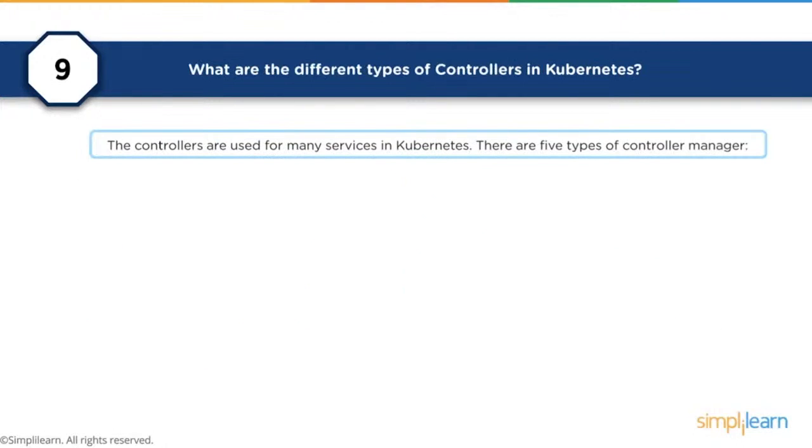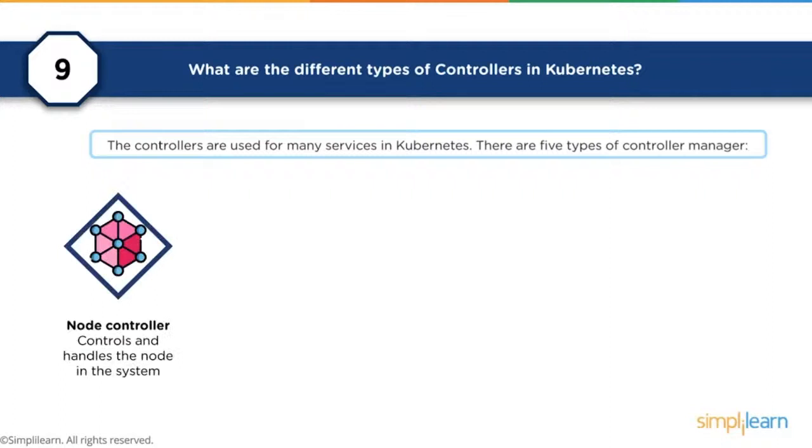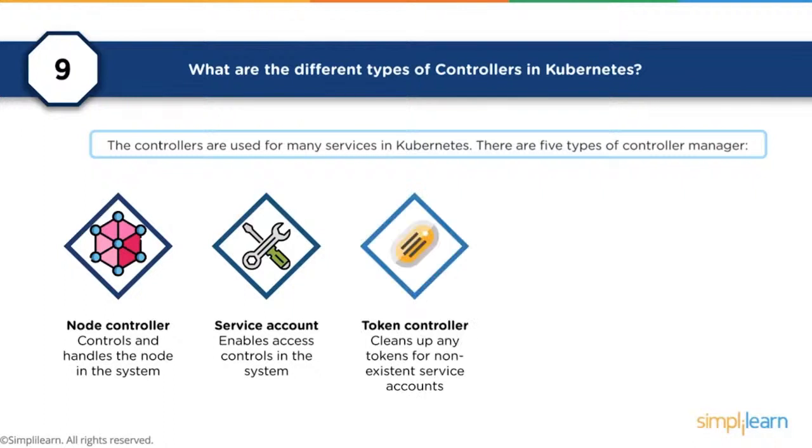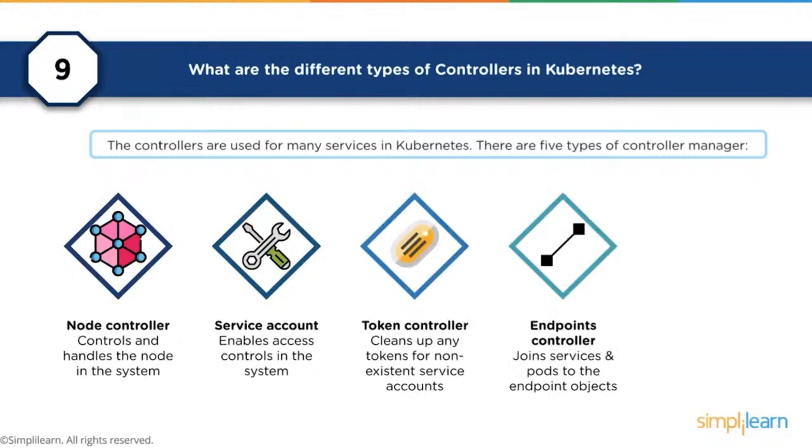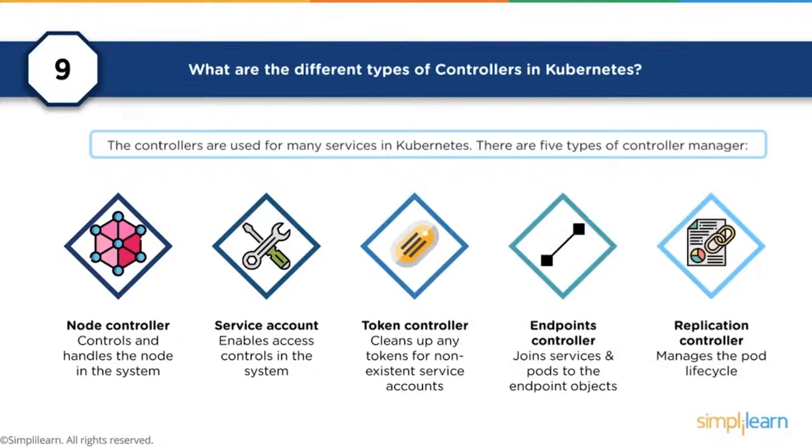So let's talk a little bit about the different types of controllers in Kubernetes. There are 5 types of control manager. You have the node controller, the service account, the token controller, the endpoint controller, and the replication controller. The node controller controls and handles the node in the system. The service account enables access controls in the system. The token controller cleans up any tokens for non-existent service accounts. The endpoint controller joins services in pods to the endpoint objects, and the replication controller manages the pod lifecycle.